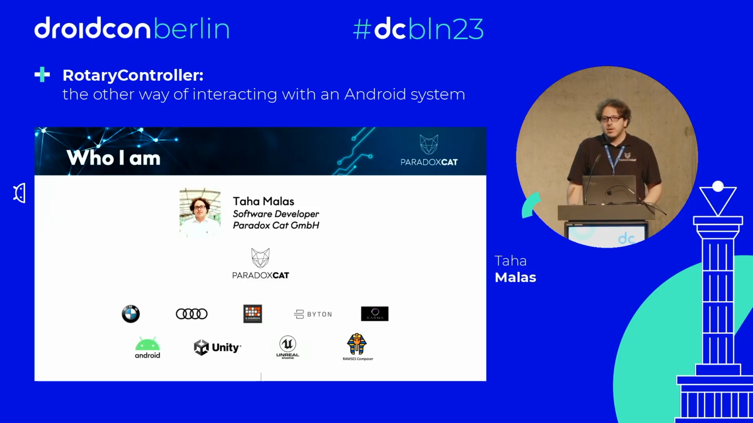Before that, let me give you a small introduction about myself. I'm Taha Malas. I work for ParadoxCat, a company that's specialized in HMI and AI. In the HMI part, we're mostly in the automotive industry, as you can see from the list of partners and customers we have. And we also do some AI and 3D modeling.